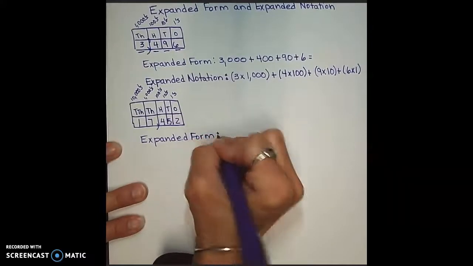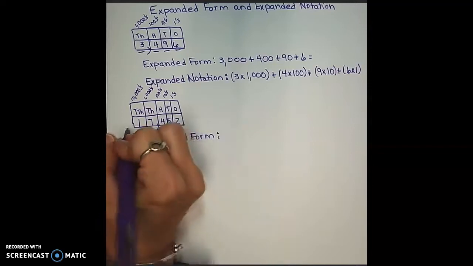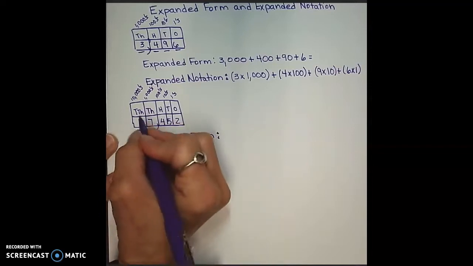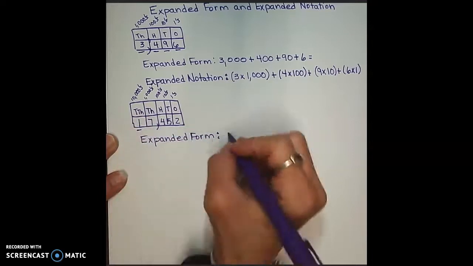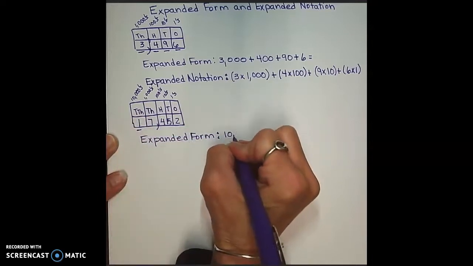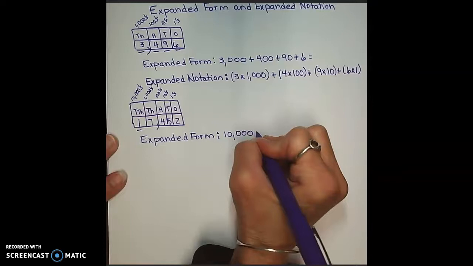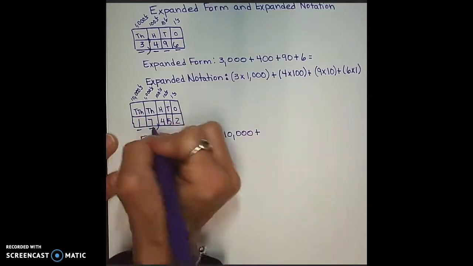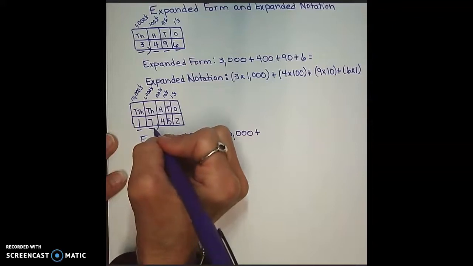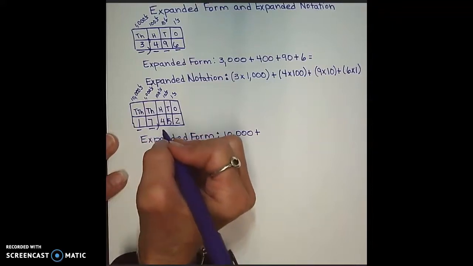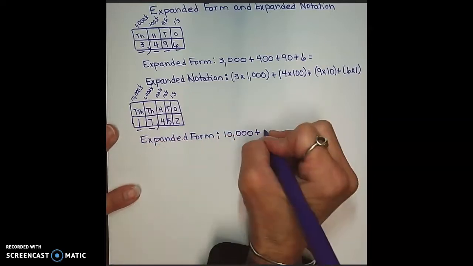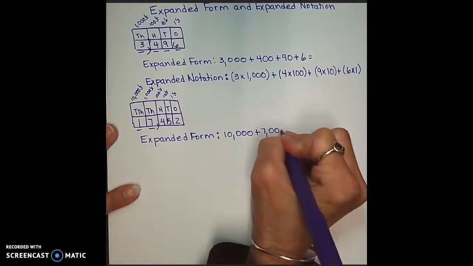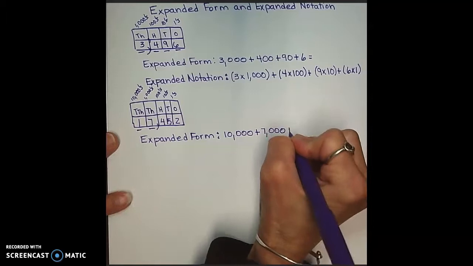I start off with expanded form. I start in the greatest place, so I know I have 1 10,000. So that tells me the value is 10,000. Plus, I move to my thousands place, and I have 7 1,000s. So I go 1,000, 2,000, 3,000, 4,000, 5,000, 6,000, 7,000. Making sure I'm putting my comma in the correct place.